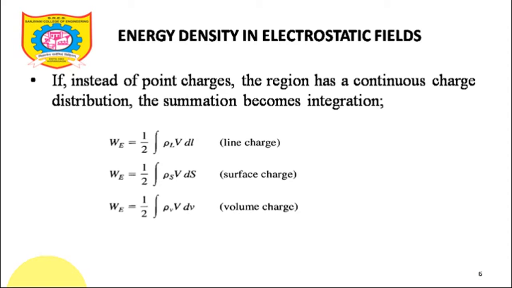Let's assume I have a line charge distribution, that means charges are equidistantly placed along a line. You already know the concept of line charge. Then WE can be calculated as 1 by 2 integral of rho L, that is line charge density, into V, which stands for potential, remember this, it is not volume. So it is rho L into V, the potential at that particular point, into dl. Remember, this is a line charge, not another type of charge. So for a line charge, W is the integration of half rho L V dl.